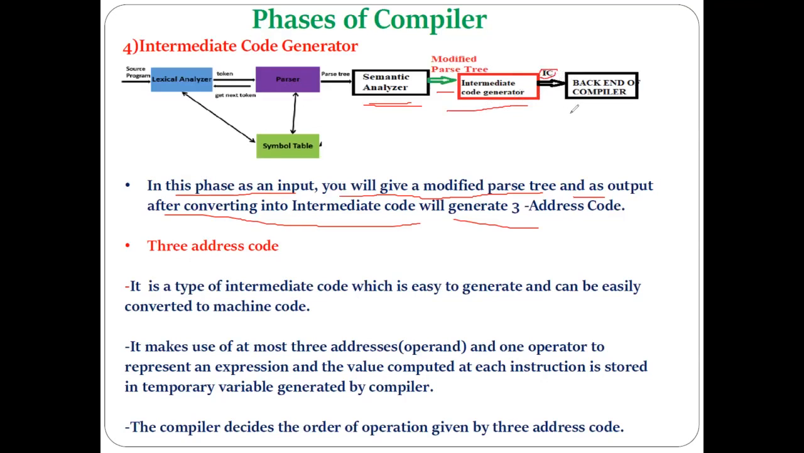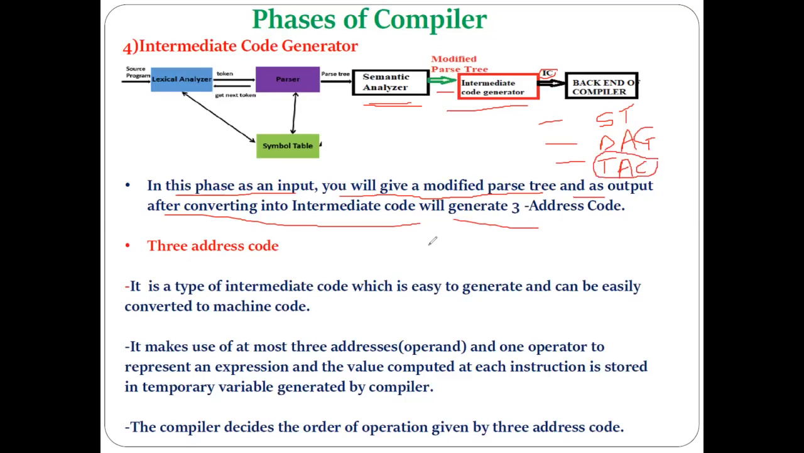Now, there are different types of intermediate code. There is the syntax tree, which is one kind of intermediate code. Then the directed acyclic graph, DAG, is also one type of intermediate code. And the third, most important and generally utilized kind of intermediate code is TAC. Here TAC stands for three address code.